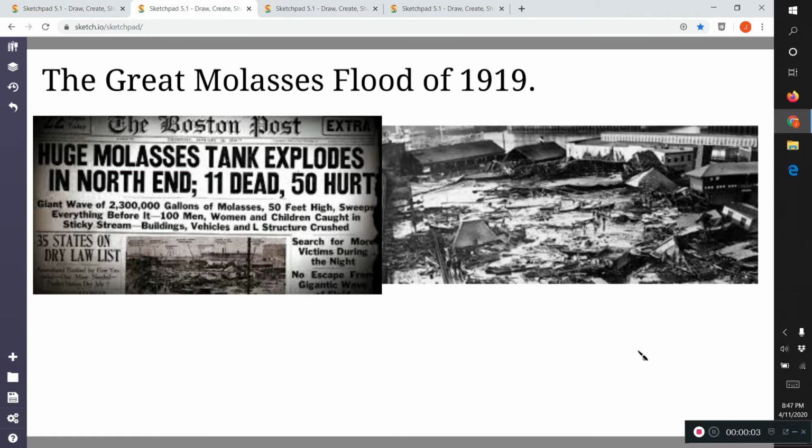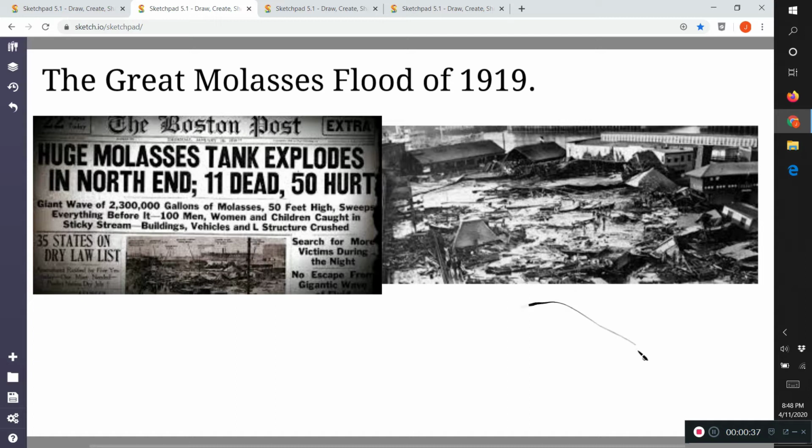So, the Great Molasses Flood of 1919, this is a real thing that happened. And I've actually learned about this from the textbook. I'm going to read an excerpt from the textbook. At 1 p.m. on January 15th, 1919, on an unseasonably warm day, a 90-foot high, 90-foot diameter cylindrical metal tank in which the Puritan Distilling Company stored molasses at the corner of Foster and Commercial Streets in Boston's North End exploded.